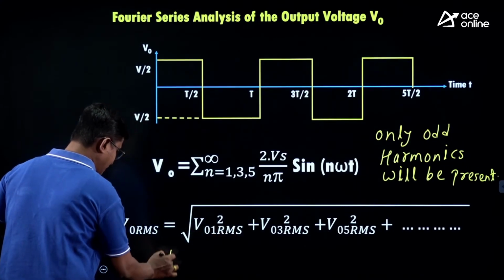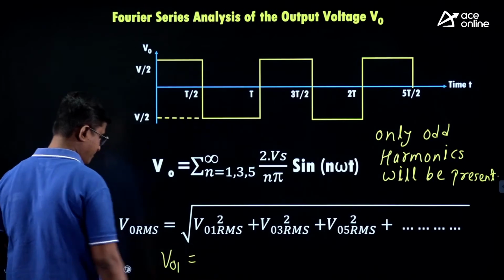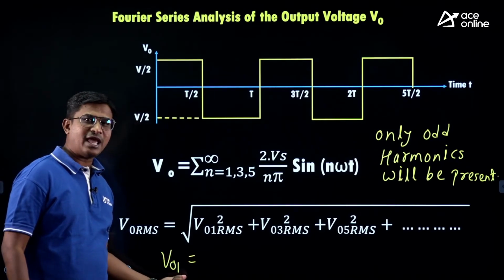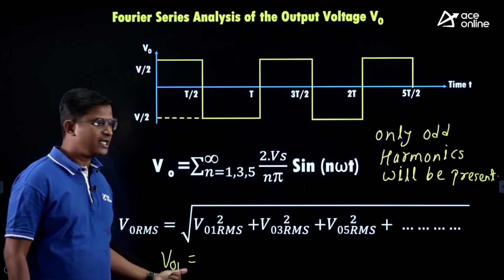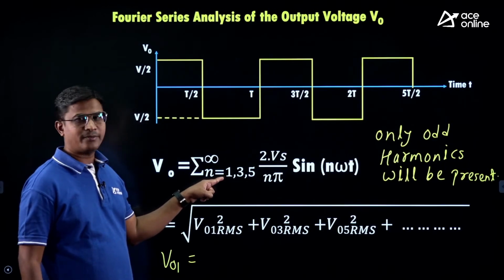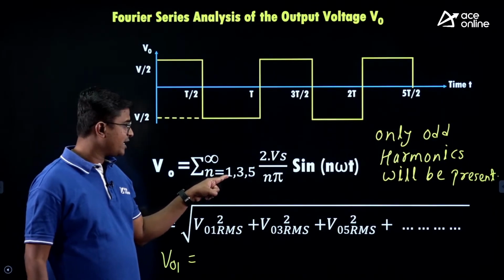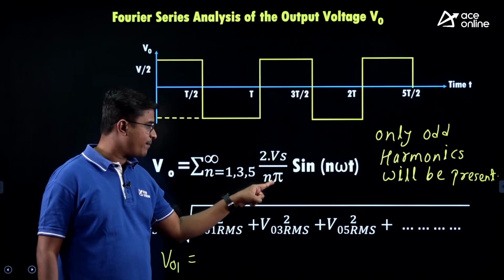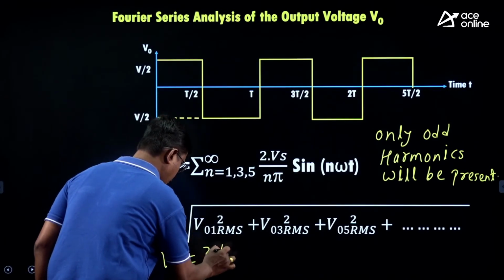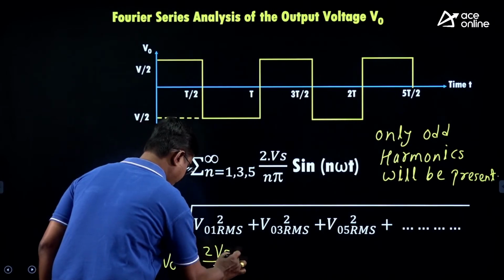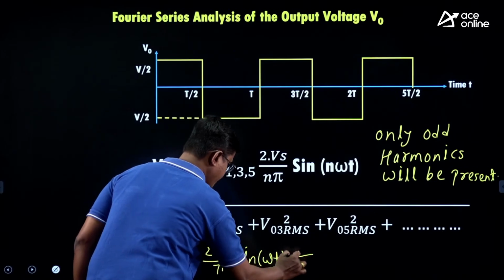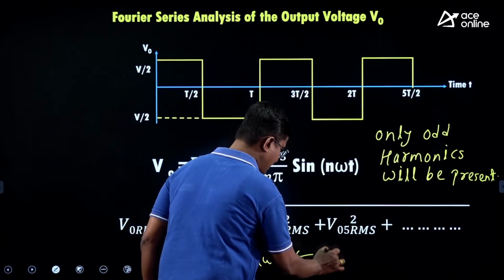Output voltage at fundamental frequency means V01. Please listen. V01 indicates output voltage at a fundamental frequency. Means in this expression, simply put n equal to 1. What is it for n equal to 1? I will be getting 2 Vs by pi into sine of omega t. So it is 2 Vs upon pi into sine of omega t. This is the output voltage at fundamental frequency.